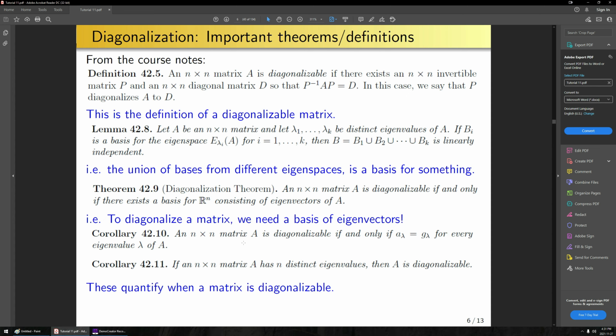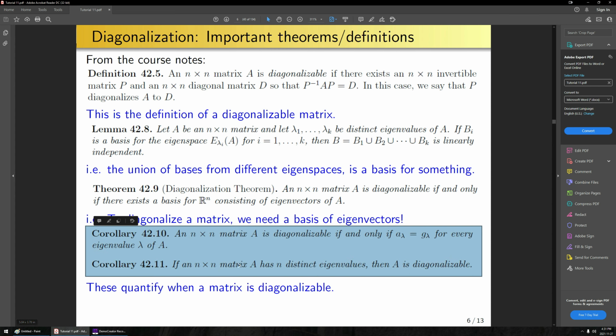Corollary 42.10, an n by n matrix A is diagonalizable if and only if the geometric multiplicity equals the algebraic multiplicity for every eigenvalue. And another corollary, 42.11, if an n by n matrix A has n distinct eigenvalues, then it is diagonalizable. So generally speaking, if I want to show that something's diagonalizable, I will use one of these two theorems, and you should mention them for any problem where you're diagonalizing a matrix, just to justify why you can diagonalize it. Okay, all of this said, let's go back to that problem that I mentioned previously.